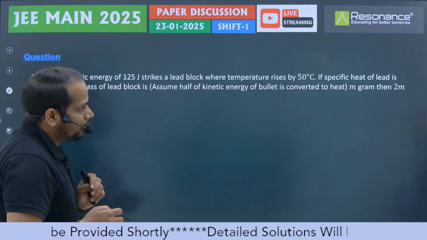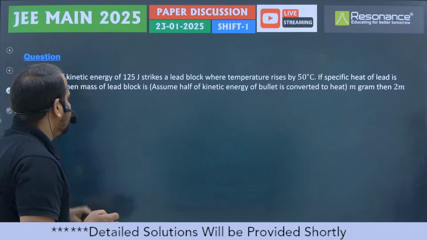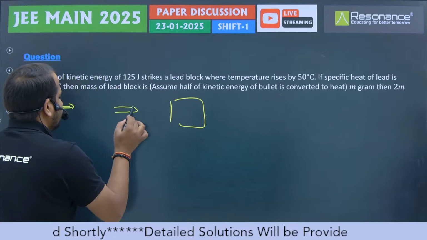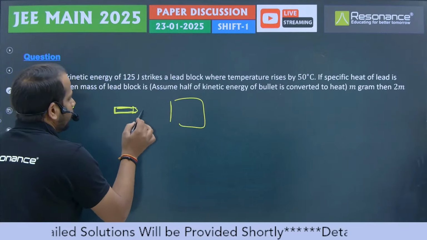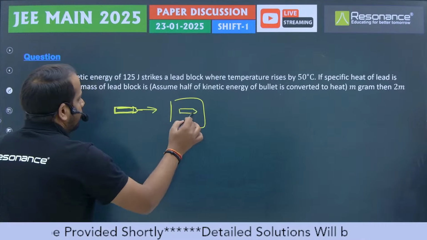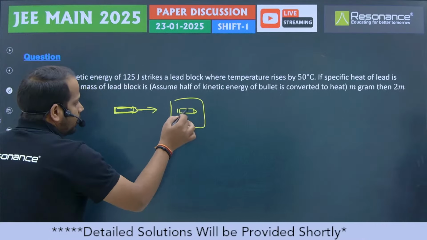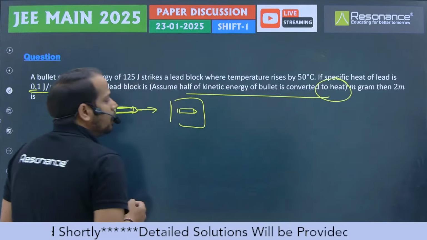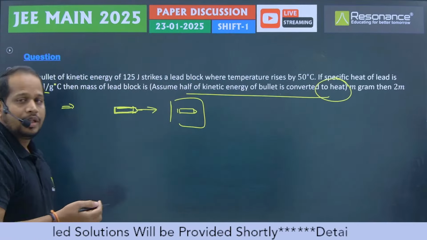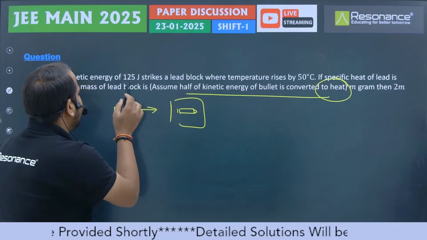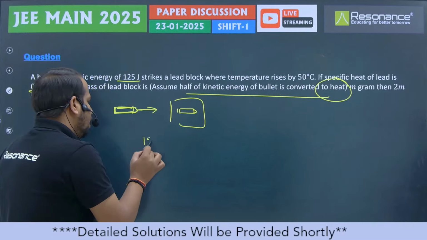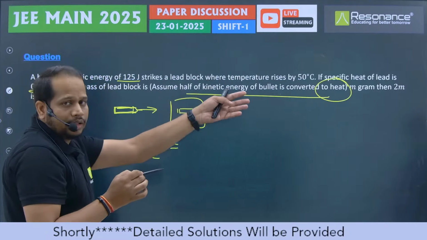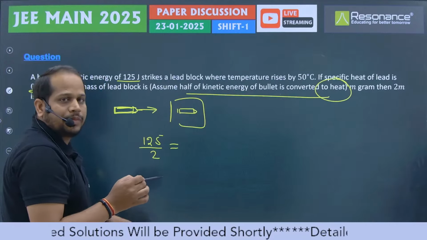So what they are asking us is, if this is the wooden block or whatever you can imagine, and this is the lead we have, which is moving on this side. When it comes over here, it will be stopped. Then they say half of the kinetic energy is used to heat it. So the kinetic energy here is 125 joule, and half of that, 125 by 2, is used to increase the temperature of this.